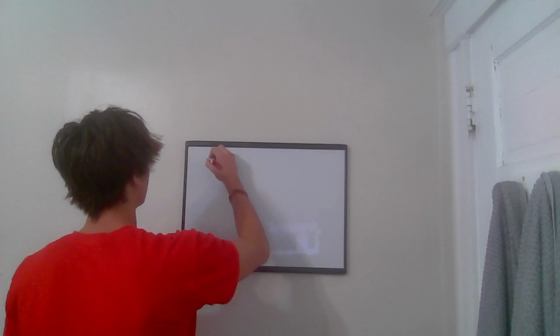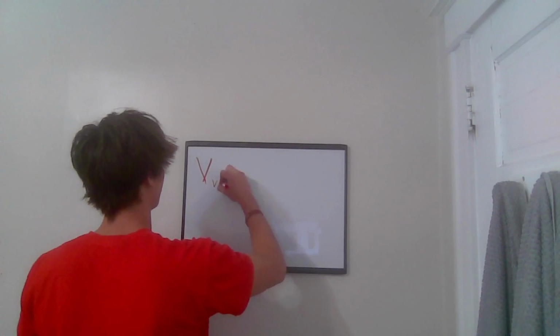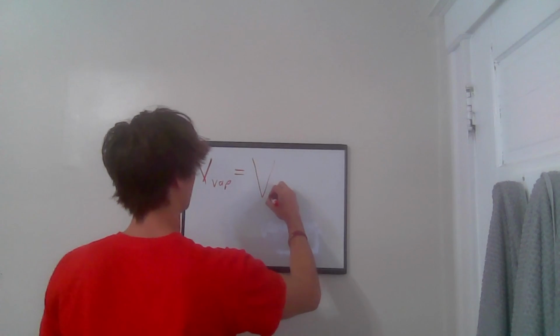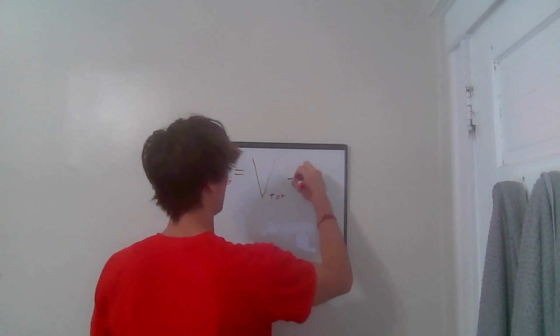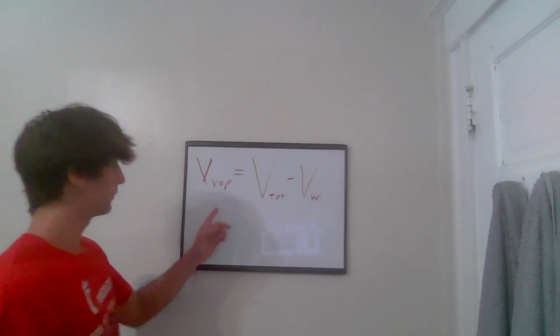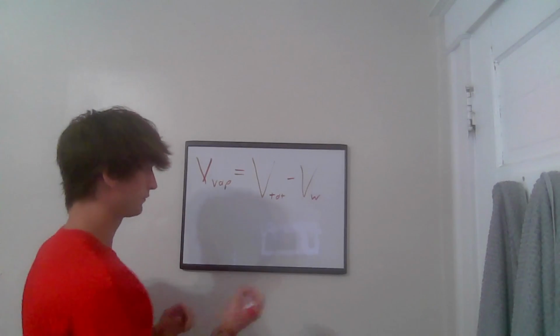So what we're going to do now is find the volume of our vapor phase. We're going to say the volume of our vapor phase is going to be equal to the volume of the total minus the volume of our water, because the water plus the vapor equals the total.